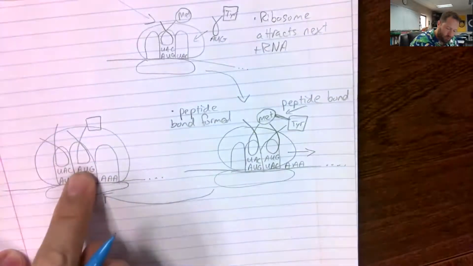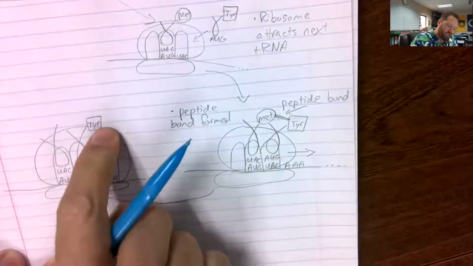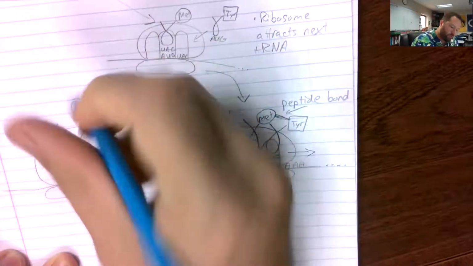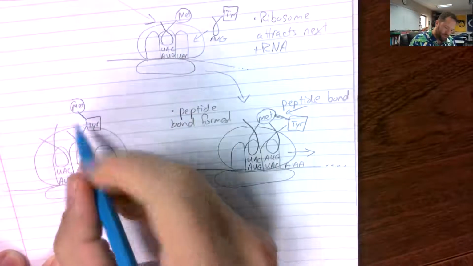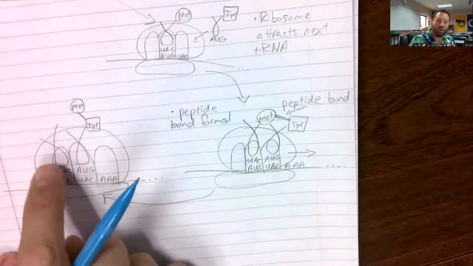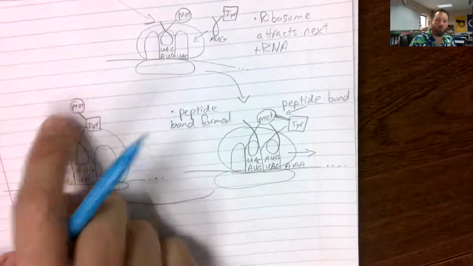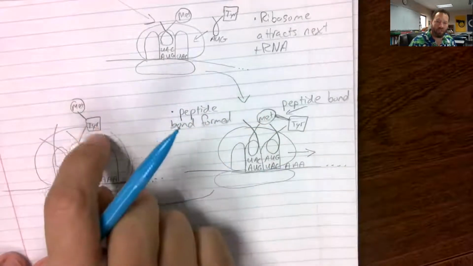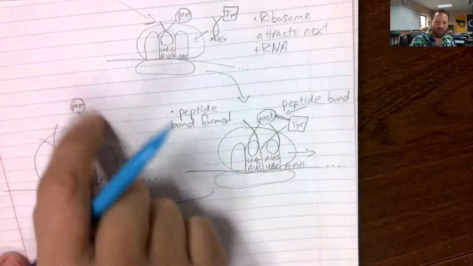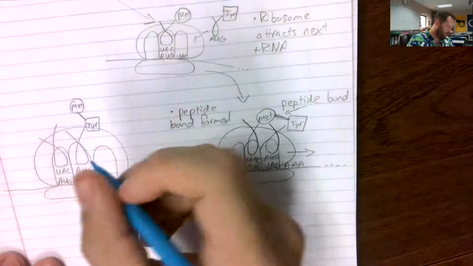So here's our TYR, tyrosine, and connected to that through a peptide bond is our original methionine. There it is. So it has come off of this start codon. This tRNA no longer is attached to it. It gave it up. It's now bonded to this one. This one's got two of them there, connected through a peptide bond.